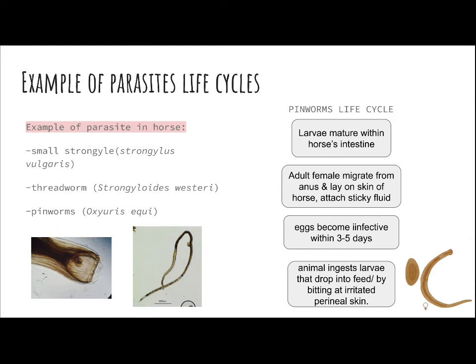As I mentioned above, this is the example of the parasites in horses. The first one is the small strongyle, known as Strongylus vulgaris, the tapeworm, and last but not least, the pinworm, which is Oxyuris equi. There are two pictures in the slide. The right side is actually the tapeworm, and the left side picture is for the small strongyle.